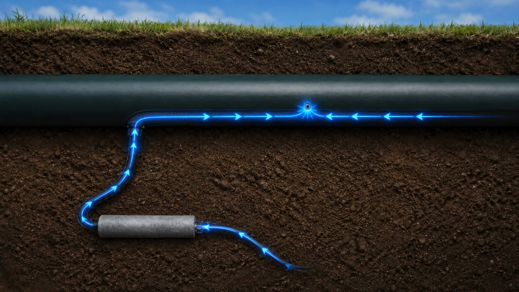A good coating reduces the amount of protective current needed. A bad coating increases the current demand. That means a poorly coated pipeline may need a much larger CP system. So, in real projects, coating quality directly affects cathodic protection design.